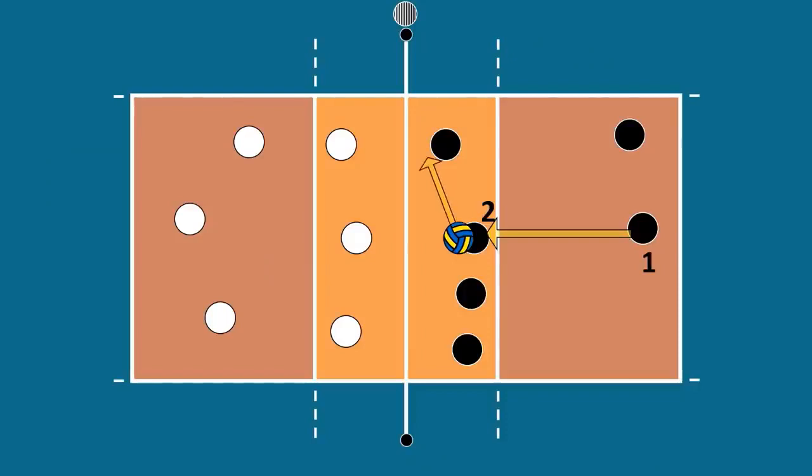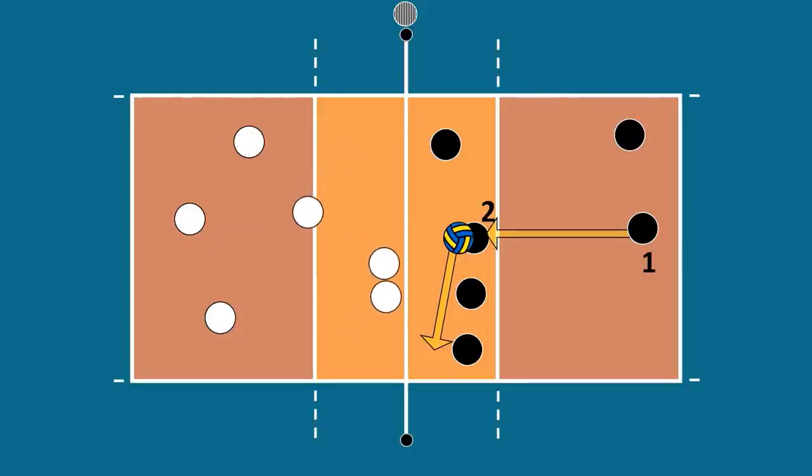Here, if 2 gives a set to that player, then the blockers would move closer to that player right here. Blockers come here. But one more possibility is 2 gives the ball to these players. So either he can hit it, or he can hit it, or she can hit it. So these blockers need to judge whether this player is going to hit it or this player is going to hit it. So they would have to guess.